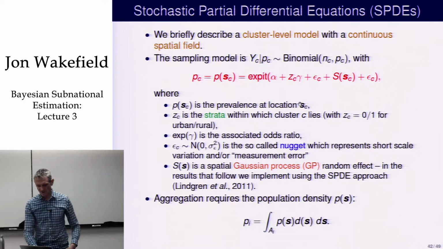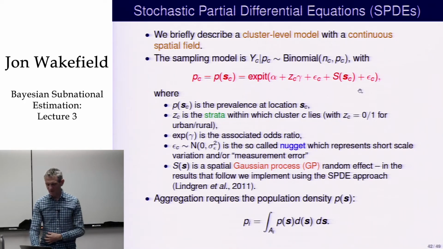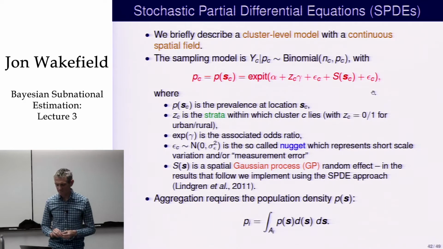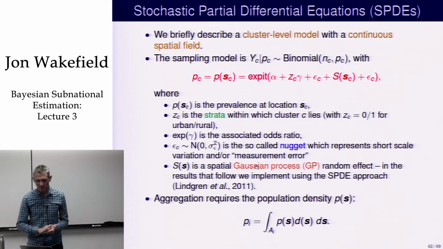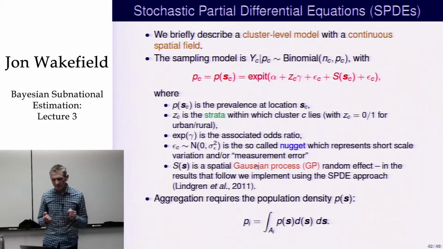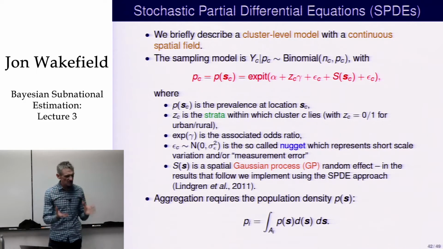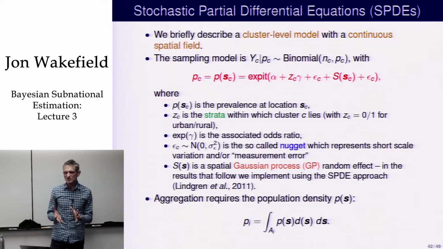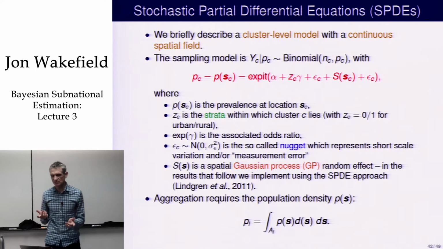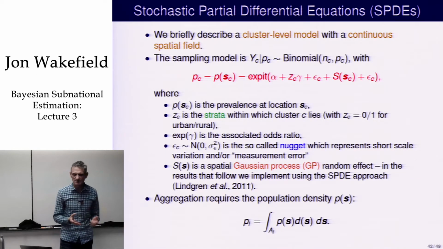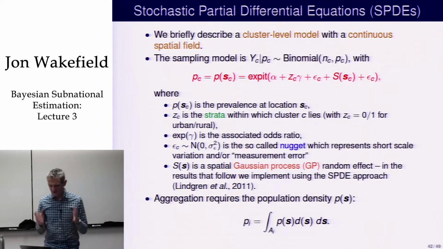Most of these terms are common to the previous one. We have this epsilon_c, which is a nugget effect, and then we have this Gaussian process. I'm not going to talk too much about these, but if you've got large numbers of clusters, you need to make some kind of approximation to this continuous process. So I'll give one slide on one particular approach based on stochastic partial differential equations, which has a very nice implementation within R.